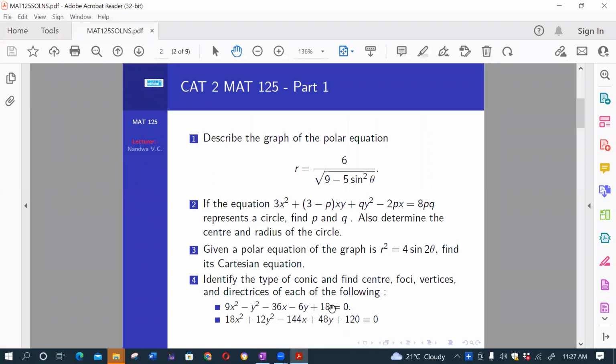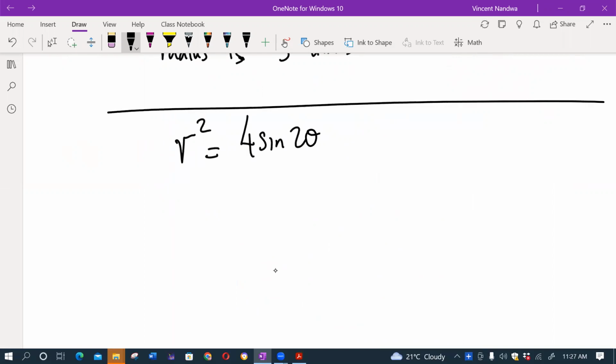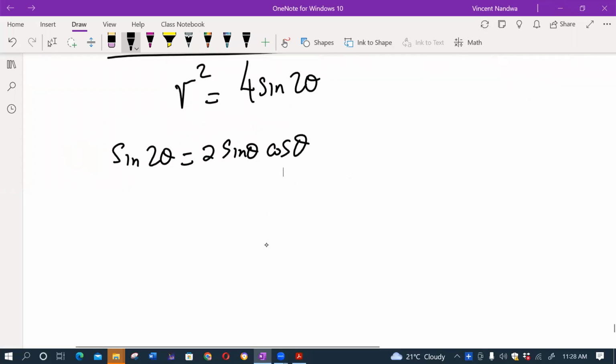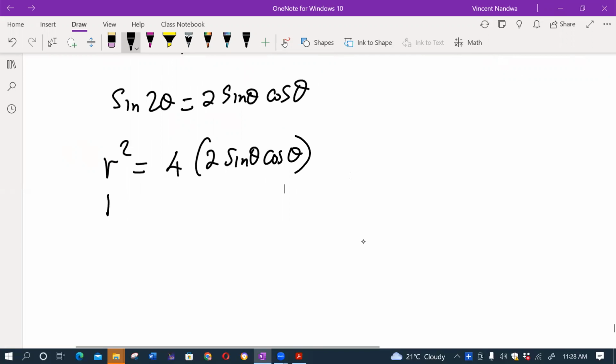So given the polar equation of the graph, r squared equals 4 sine 2 theta, find its Cartesian equation. So r squared is 4 sine 2 theta. So we know that sine 2 theta is the same as 2 sine theta cos theta. So this will be the same as r squared equals 4 into 2 sine theta cos theta, which is r squared equals 8 sine theta cos theta.